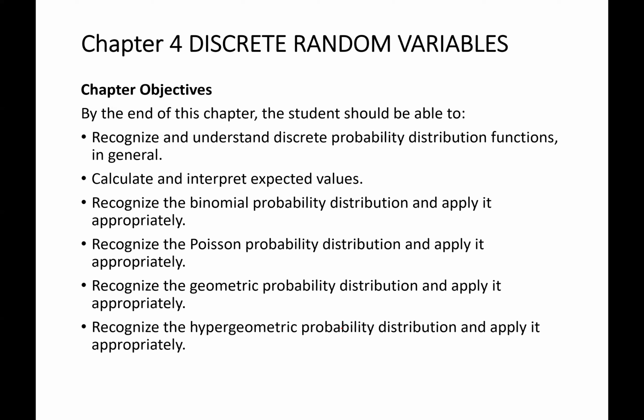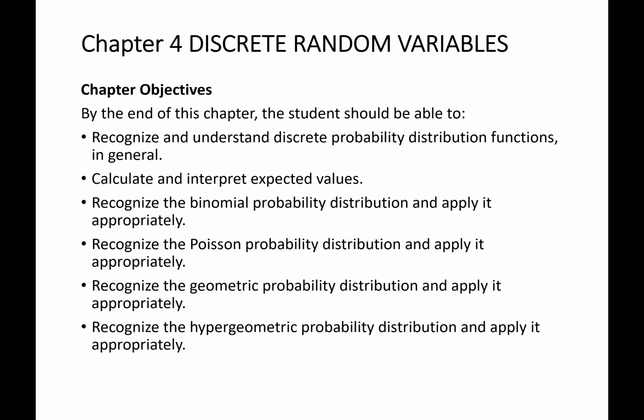Okay, so what we're going to do is first recognize and understand discrete probability distribution functions in general. So we'll define what they are and how they work. We're going to calculate and interpret expected values. This is the second section in chapter 4. And recall that you can do this on your calculator. Your calculator can calculate the one variable statistics from a frequency table, correct? You can put your attribute in the first list and the count in your second list. And your calculator can calculate the mean, which is the expected value, and the standard deviation. It can do that for you.